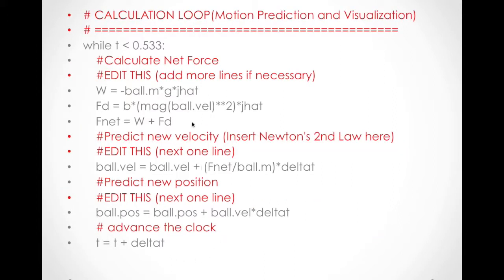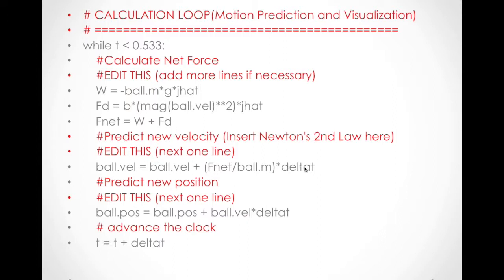Here's the calculation loop. Because my video only ran for 0.533 seconds, that's how much my loop will run for. W equals the downward force due to gravity. And then Fd is the drag force, which I don't really use until later on. So I comment it out, and the Fnet would only equal W and not plus Fd for the first calculations. Later on, I actually use it.